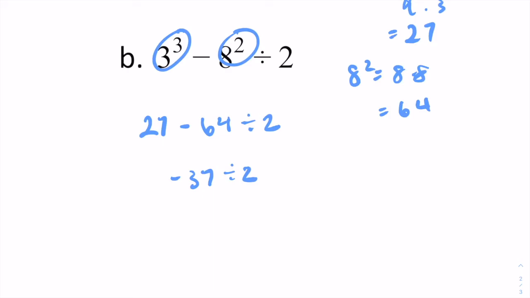Wait a minute, Mr. Kim, did you do something wrong? Yes, there are 2 things you did wrong there. 1, I shouldn't have to use a calculator. 2, I forgot order of operations. What do I do first? You do 64 divided by 2 first. Ah, silly me. So 27 minus 32. Remember, order of operations, you always do that first. You get negative 5 as your final answer.